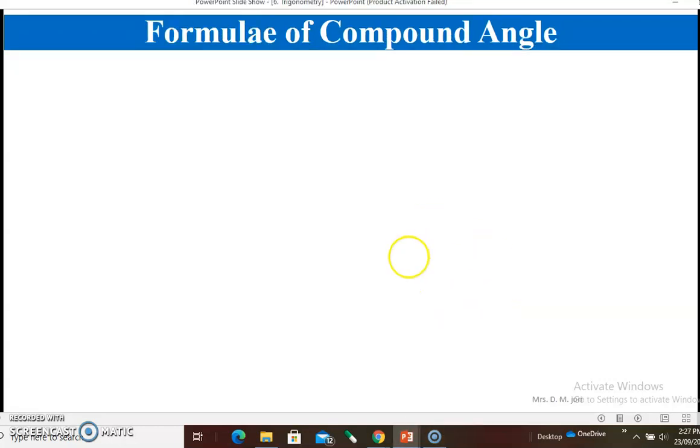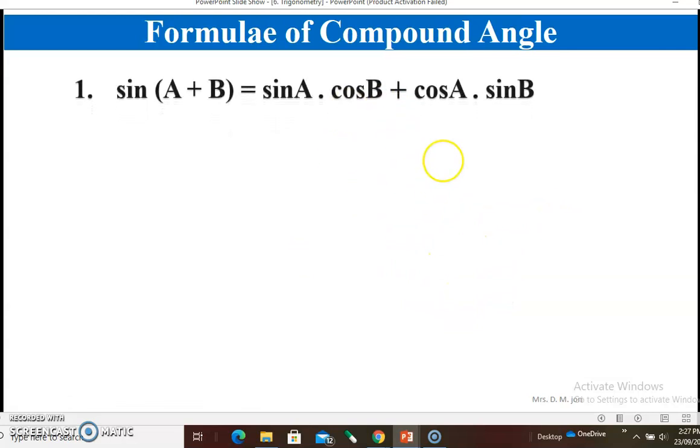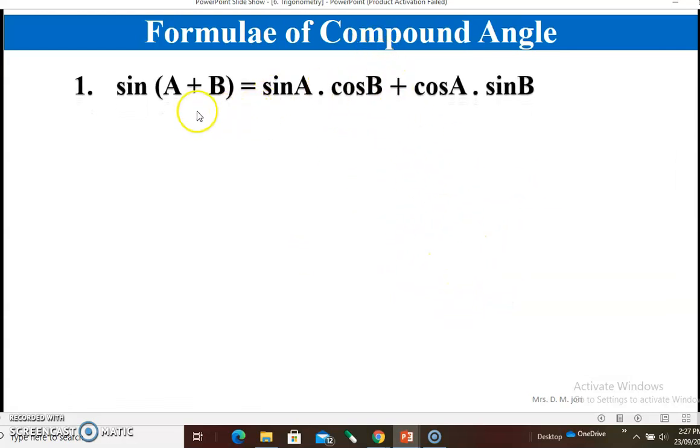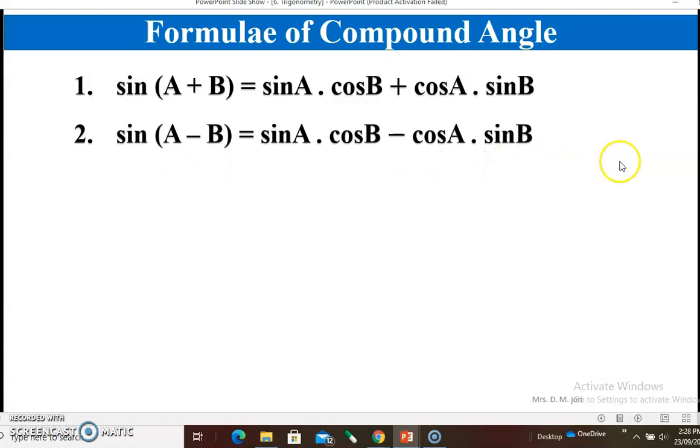Now let's see the simple formulas of compound angle. The first formula is for sine A plus B. This is our compound angle, A plus B. The formula for sine A plus B is sine A cos B plus cos A sine B. It's multiplication. All these formulae are without proof. The proofs are not included in the syllabus of the diploma course now, so you just have to learn them and apply them to solve the examples.